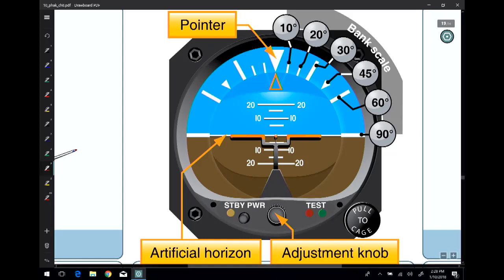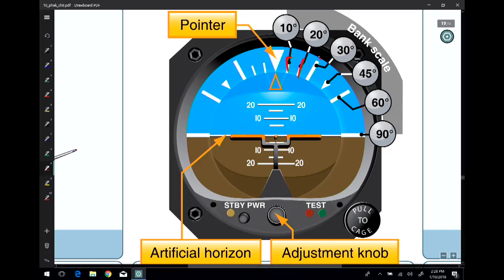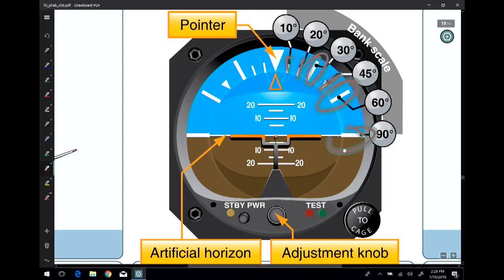A knife edge turn, that's going to be represented by 90 degrees, and that is just so not happening with a training aircraft. So that's what those mean. 10, 20, 30, 45, 60, and 90. Okay, that's kind of how that works. That gives you your bank angle.